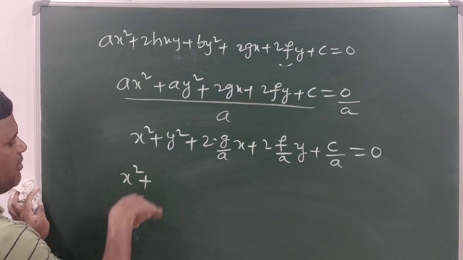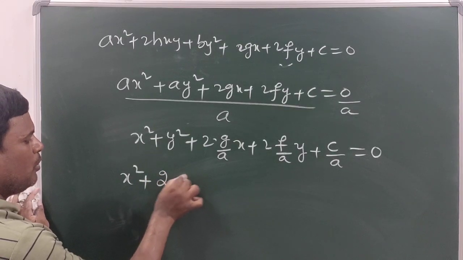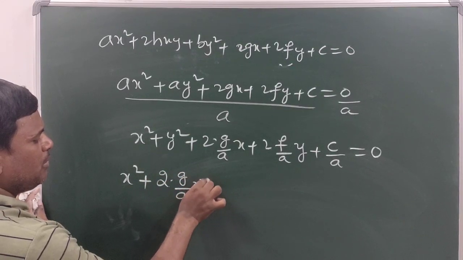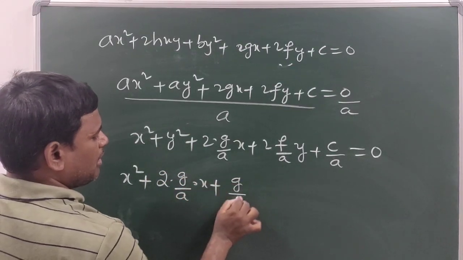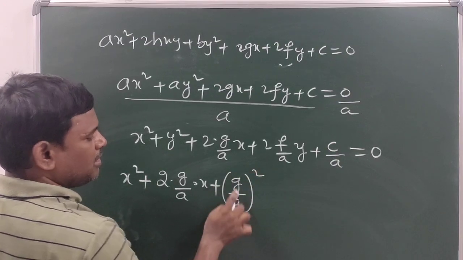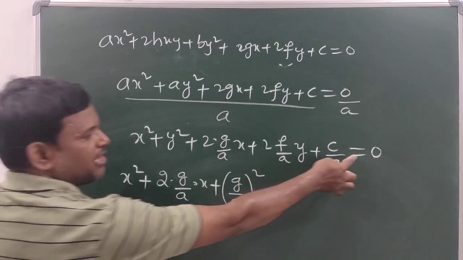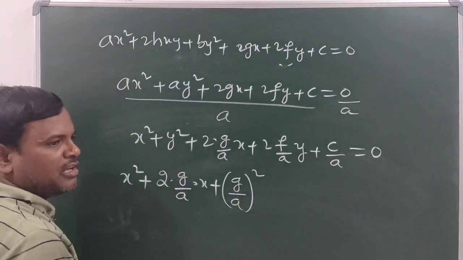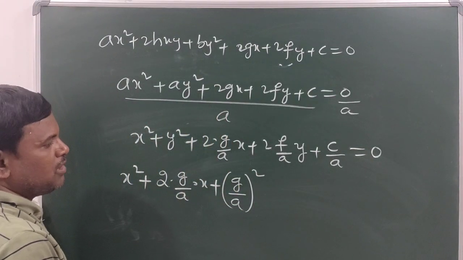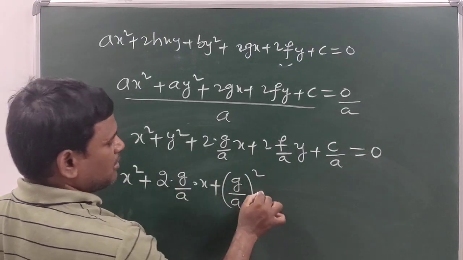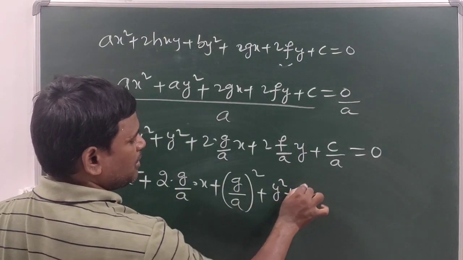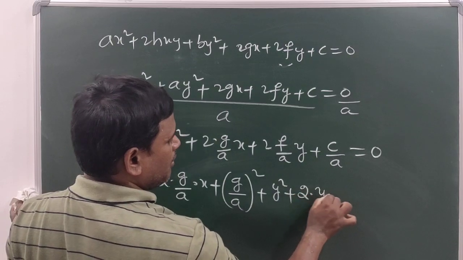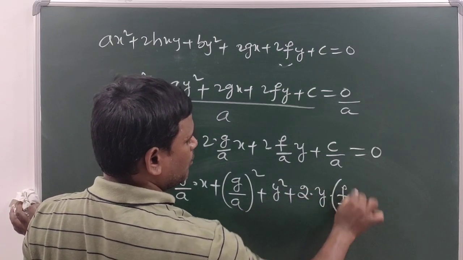Here I am writing x square. Here 2 into g by a into x. Here I am adding wantedly g by a whole square left side of the equal symbol. At the same time I will take g by a whole square in the right side of the equal symbol also. See here, write here y square plus 2 into y into f by a whole square.